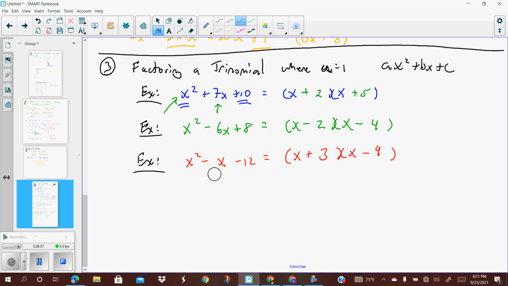Now, if you go and double check your outside and inside, the outsides would give you negative 4x, the insides would give you positive 3x. Adding those together would give you the minus x. That's factored.